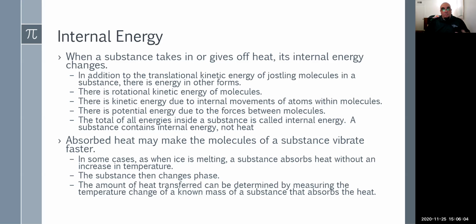Absorbed heat may make the molecules of a substance vibrate faster. And in some cases, like when ice is melting, a substance absorbs heat without an increase in temperature. So the substance then changes phase, right? When you have ice and you put it in a warm environment, it changes phase from a solid to a liquid. Theoretically, if we added enough energy to that water, we could actually make it into a plasma. If we added enough internal energy to it that it would become separated, where those ions were separating off and those electrons were freely flowing.